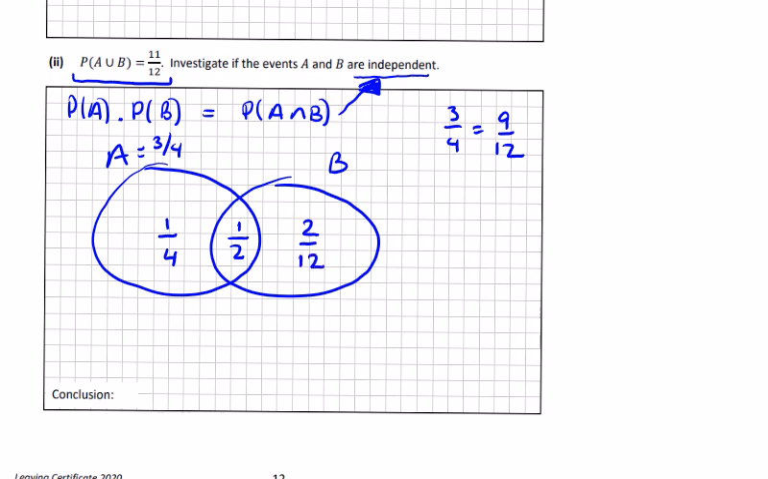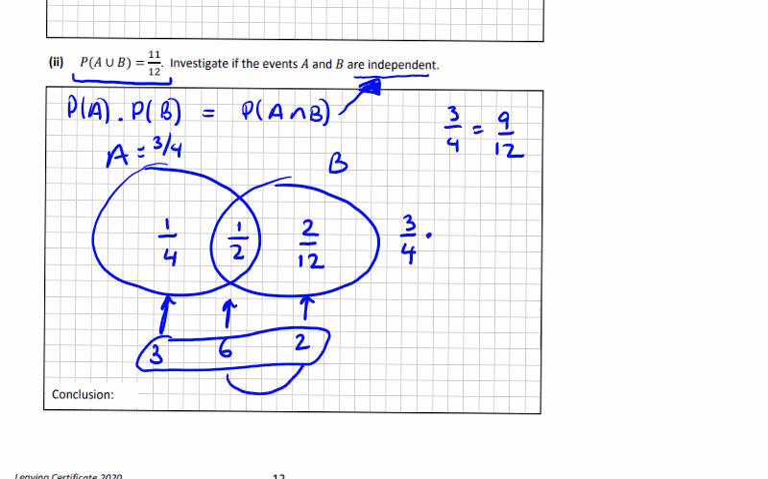So we have 2/12, we have 6/12, and we have 3/12. 2, 6, and 3 is the 11 that are mentioned above. Just double check all your workings. So are they independent? Let's check. So A, 3/4, multiply the probability of B. Well, we have 8/12 if you take the 6 and the 2. I'll write it as 8/12 for now.